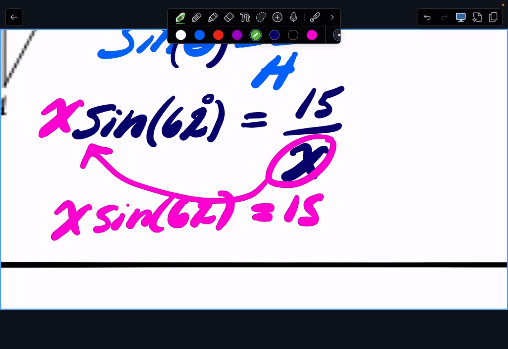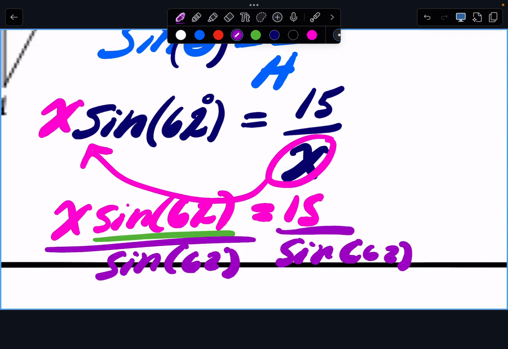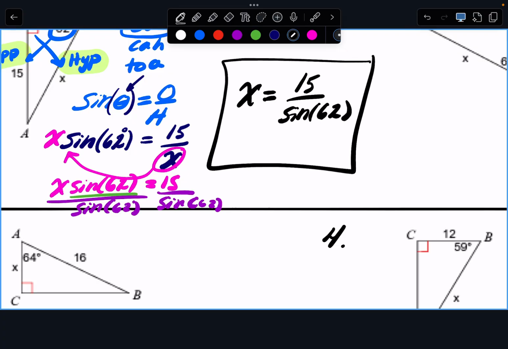You guys remember, sine of 62 is just a number. It's just a calculation. We're not going to do the calculation yet. Get x alone. Yeah, divide by sine of 62. Divide by sine of 62. And then, now we would say this. On the ACT, they would go x equals 15 over sine of 62, and they would leave it like that on the ACT, but this isn't the ACT, so we would type it into our calculator. Make sure your calculator's in degree mode.